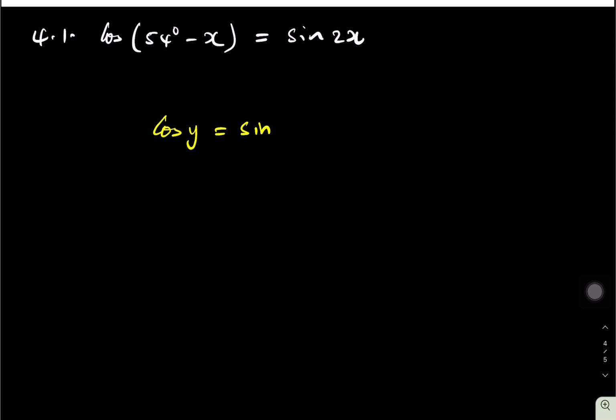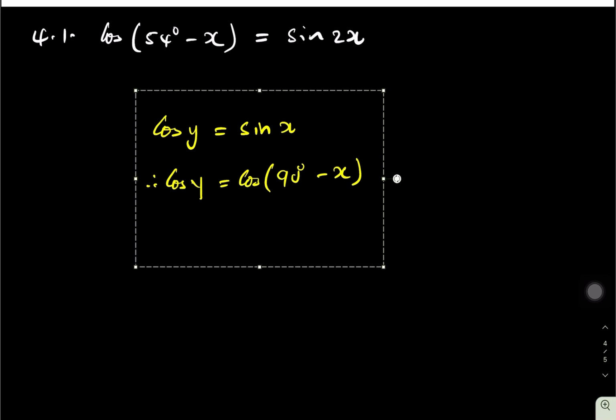Assume that now I'm having the angle x. So this is angle y and this is angle x. What I'm going to do now is apply what we call the co-functions identity, which states that the sine of x is the same as cos of 90 degrees minus x. Therefore, I'm going to equate the angles and solve that algebraically. So I'm going to apply it in this question.